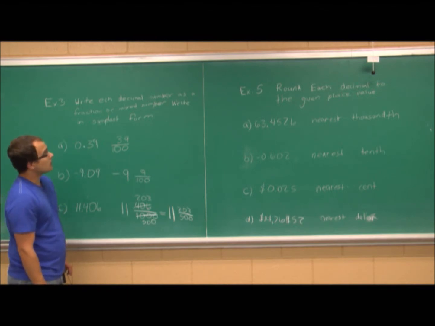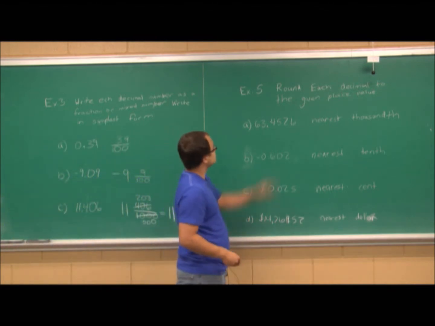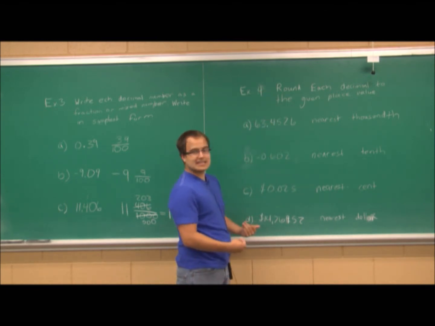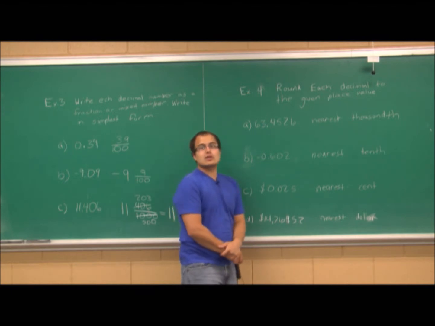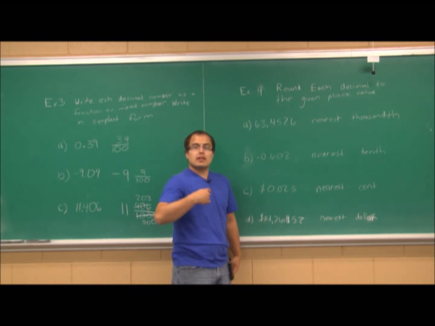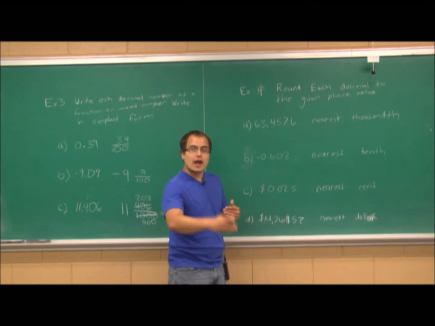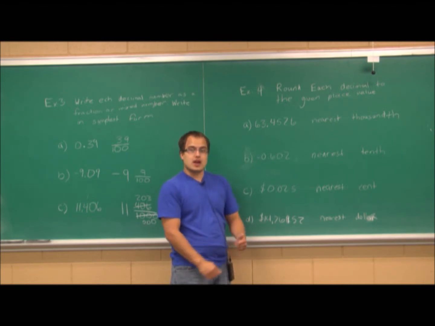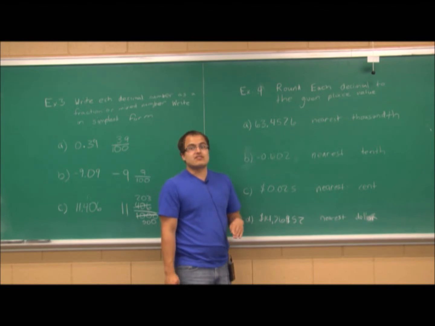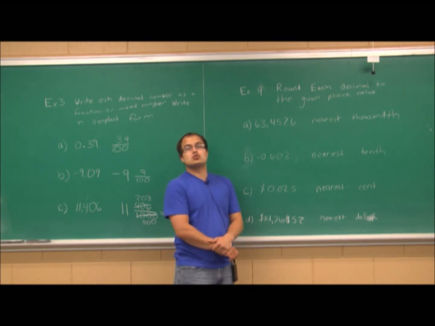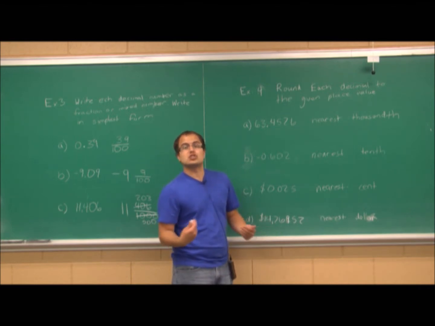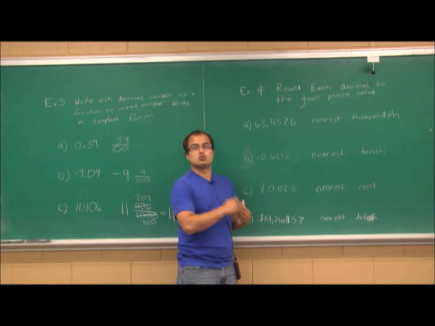Okay. On to example 4. Round each decimal to the given place value. Now remember your rounding rules. You look to the place value immediately to the right of the number that you are rounding. Then if it's a 5 or greater, you round the number up. If it's less than 5, it stays the same. And then with decimals, you drop all digits to the right. Where with whole numbers, we just turn them to zeros. With decimals, you just drop them.